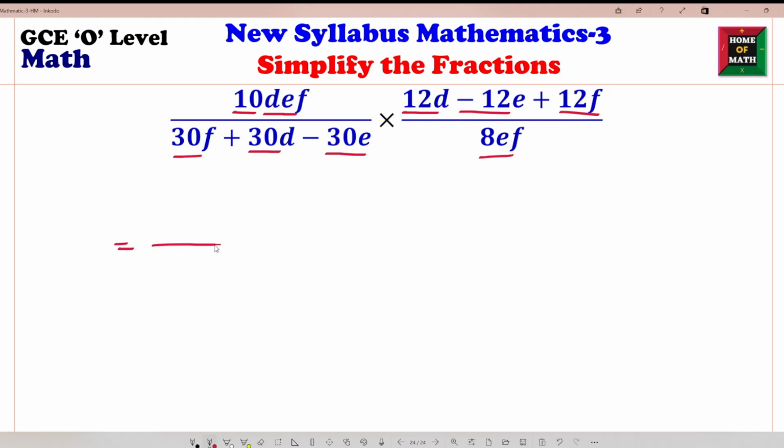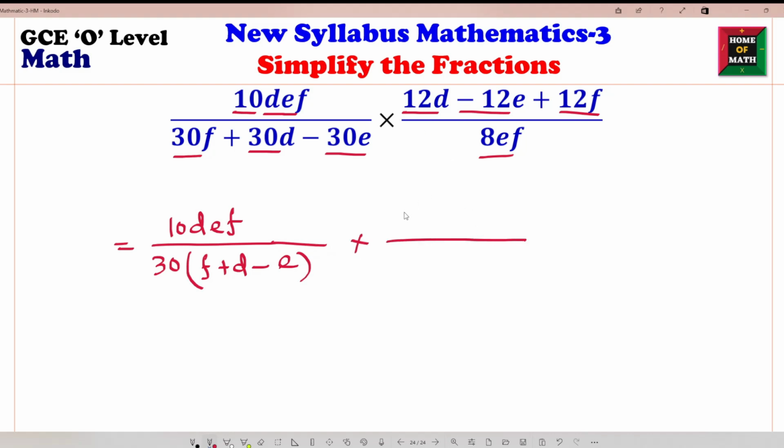So here 10DEF, and here we can take common 30. So we can write (F + D − E) times, here also we can take common 12. So here is (D − E + F) divide 8EF.